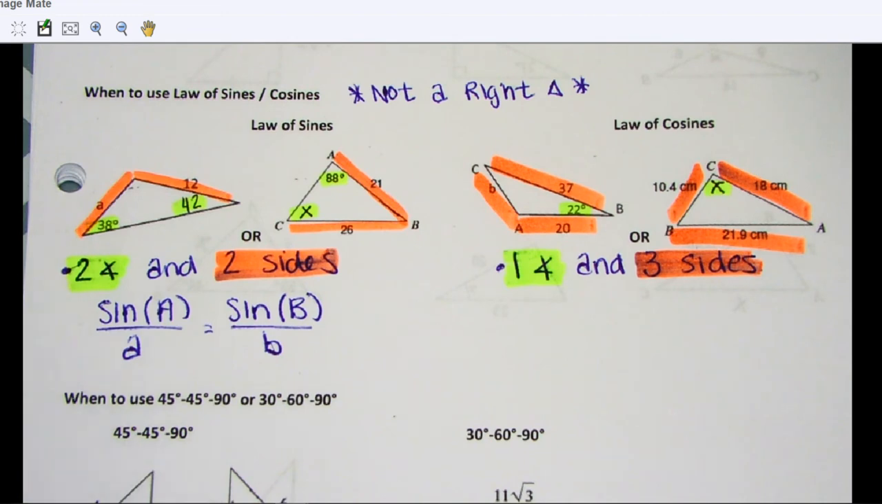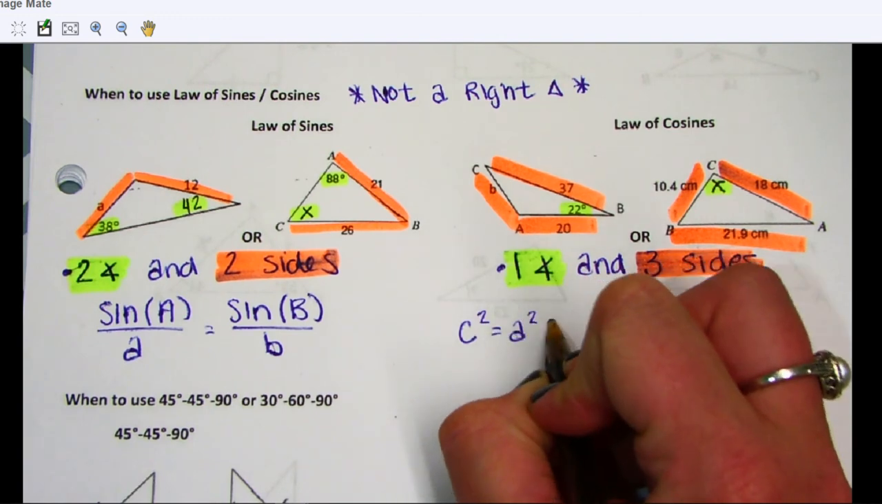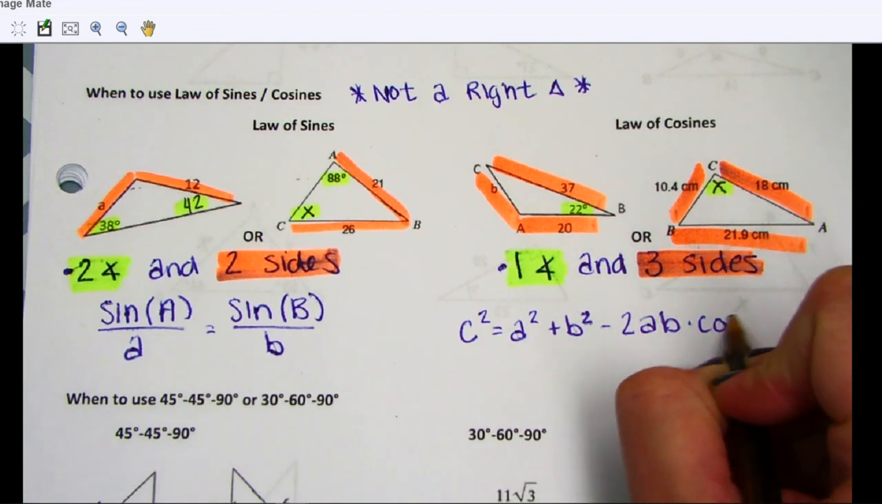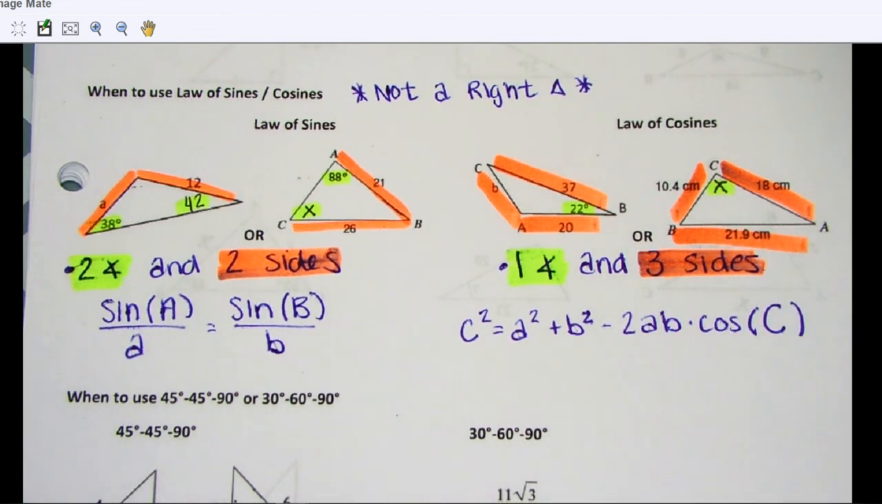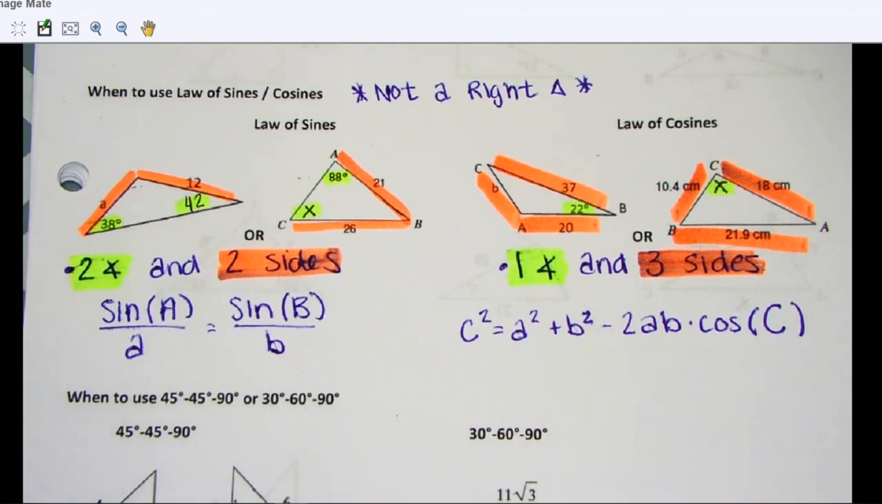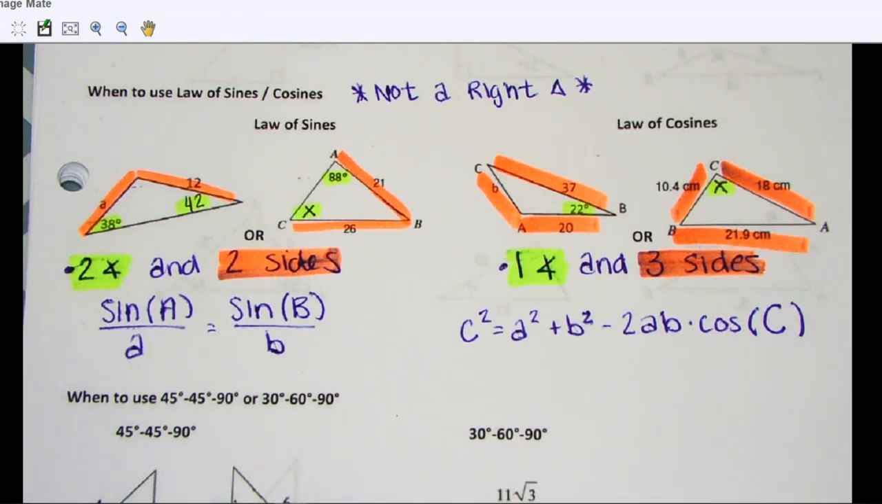For the law of cosines, that's the one that's got that really long equation. It's c squared equals a squared plus b squared minus 2ab times cosine of capital C. So it's got a really long formula. Remember, the a, b, c, that's all arbitrary. It just helps you set up the formula. The goal is just to be able to identify the differences between all these different trig possibilities.